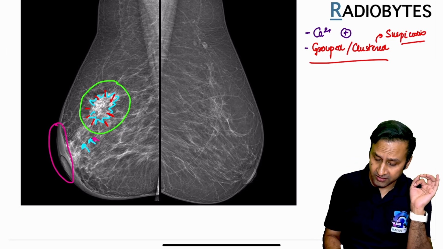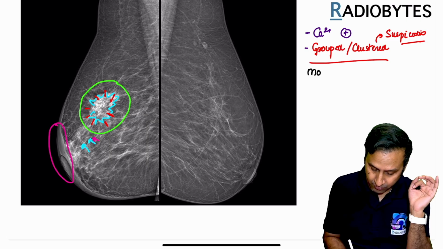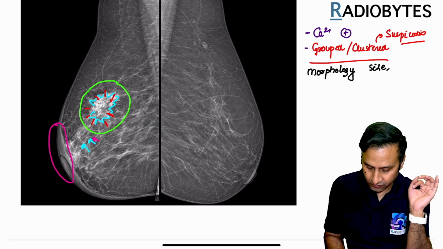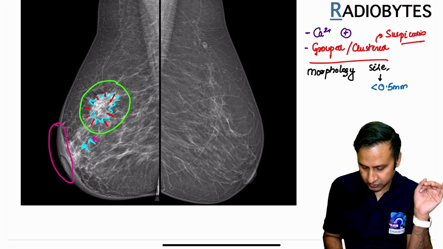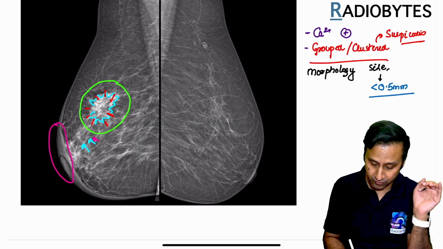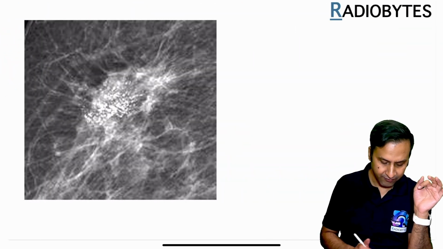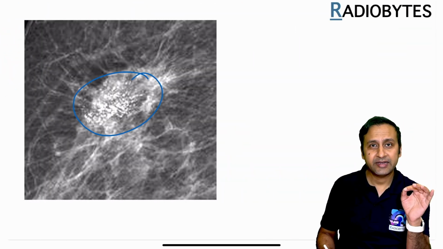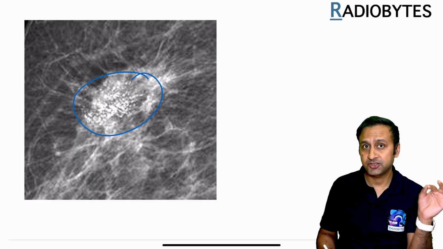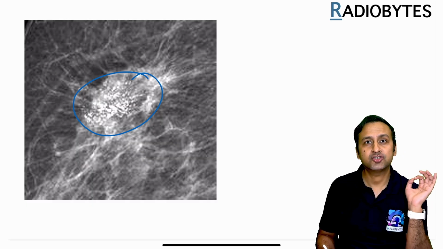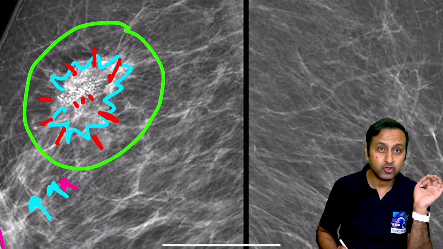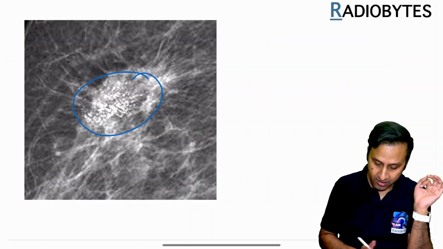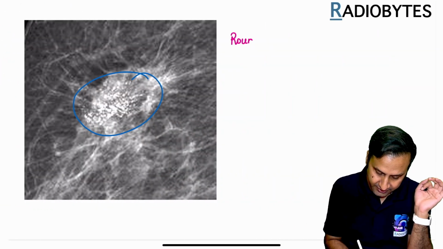Now, the next thing I would want you to tell me is the morphology of these calcifications along with the size. When I look at the size, it definitely looks small. It looks less than 0.5 mm to me. So these are microcalcifications. And when we talk about morphology, I would want you to have a look at the magnified image. In the magnified image, I can see a number of calcifications which are clustered, closely placed, but I can see the margins of all these calcifications, and they are typically looking like rounded or punctate calcifications. What are these? These are rounded or punctate calcifications.